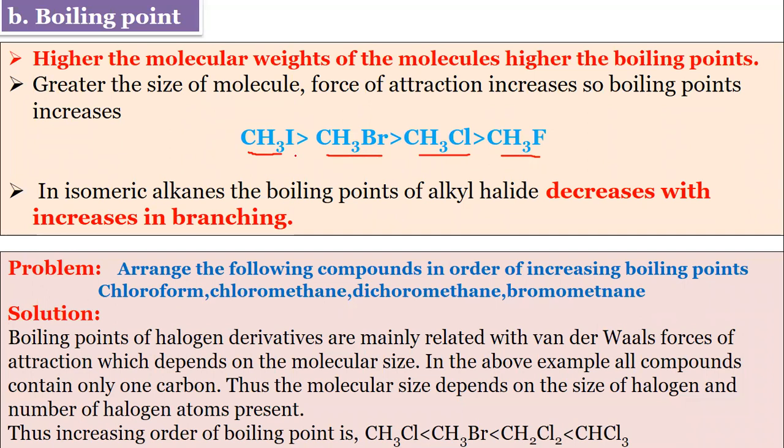This is because of the greater size of the molecule, a very large size because of iodine. The greater the size of the molecule, the force of attraction increases, and that's why the boiling point increases. But in the case of isomeric alkanes, all of you know what isomers mean: the molecular formula is the same, but the structure is different. In such cases, what happens? The boiling point of the alkyl halide decreases when the branching increases.